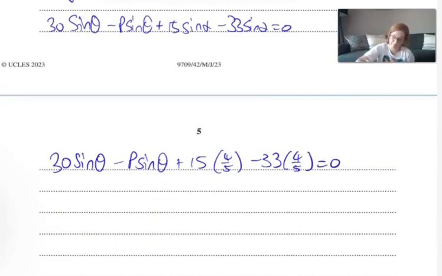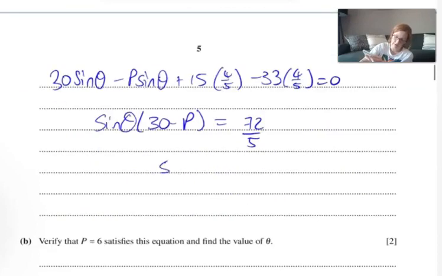Okay, so I'm going to take out a sine theta over here. And I'm going to take my other number to the other side. So I'm going to do 33 times 4 over 5. And then I'm going to subtract 15 times 4 over 5. Okay, so my sine theta is 72 over 5 divided by 30 minus p.